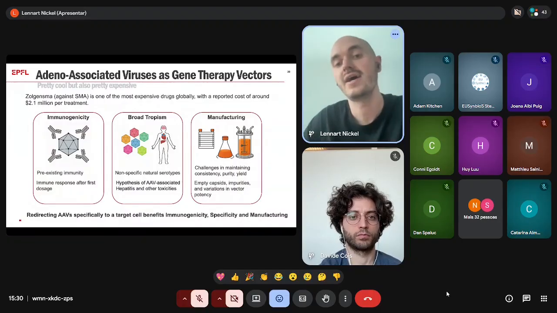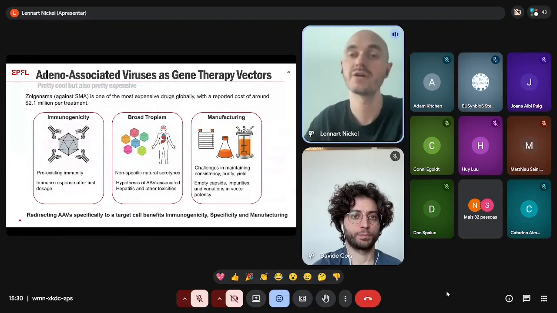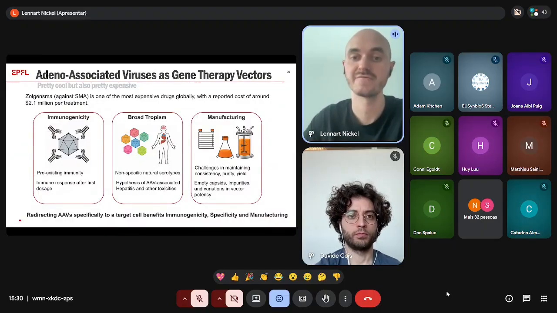So what we thought about is, if we can increase the specificity of these viruses, first we might need less virus to inject into a human. Second, it could be a great research tool. And third, we might open these vectors up for treatments that have a broader sample group, which will ultimately drive down the cost of these therapies.